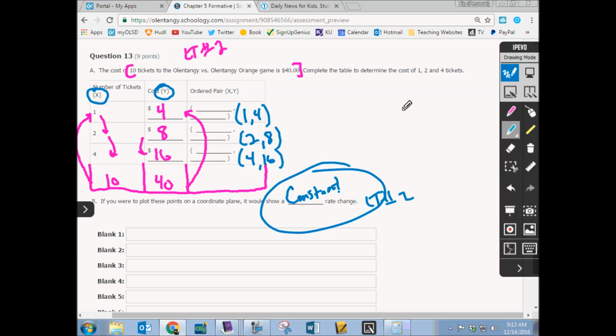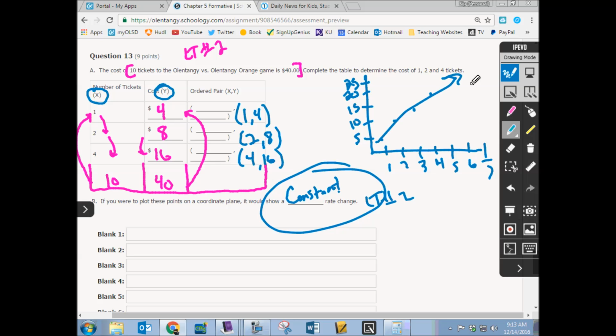Think about if you were to graph this, guys. Just watch for a second. Something like this. So this would be 1, 2, 3, 4, 5, 6, 7. Wouldn't this be over 1 up 4? Yes. And then when you go over 2 up 8, over 3 up 12, over 4 up 16, isn't that going to create a straight line? Yes. So that's a constant change. It's going right 1 up 4, right 1 up 4, right 1 up 4. That's a constant rate of change.